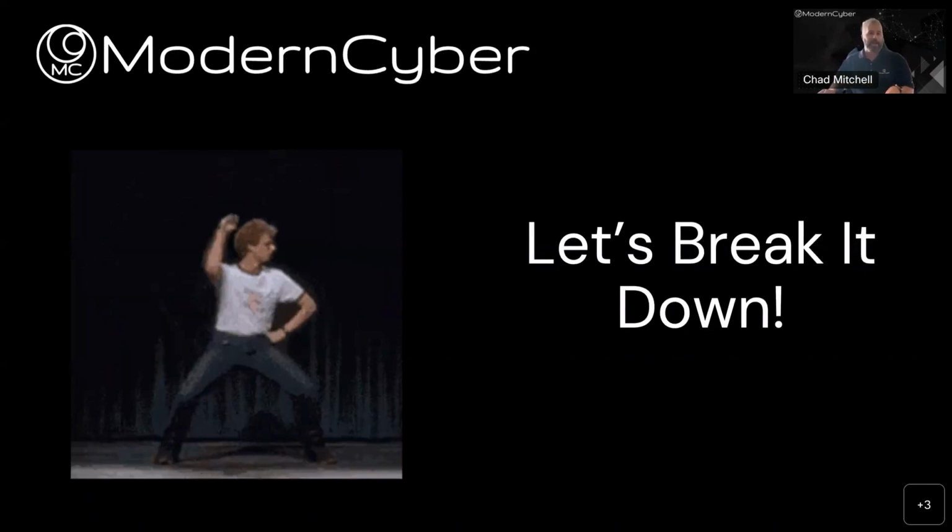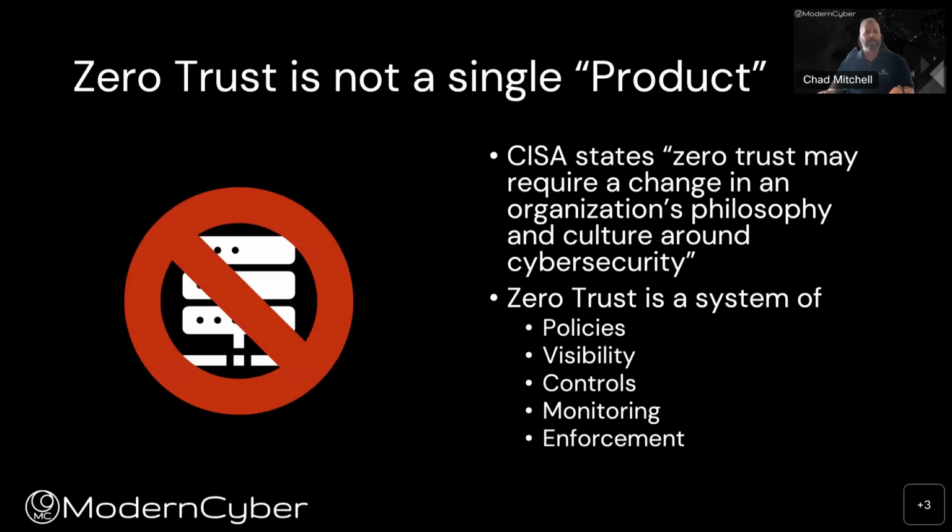The first thing I'll say is that zero trust is not a single product. So when you look at CISA, I think this is probably right within the first paragraph as well, like the quote I had earlier, but it says, may require a change in organization's philosophy and culture around cybersecurity. So zero trust is a system. It is multiple things working together, as well as users, right? Our users are always part of the equation, but it's policies, visibility, controls, monitoring, and enforcement. That is what zero trust is. And when we look at it in a big nutshell, it's how we're going to apply those policies and so forth. That is kind of the big hurdle that a lot of people have a hard time getting over.